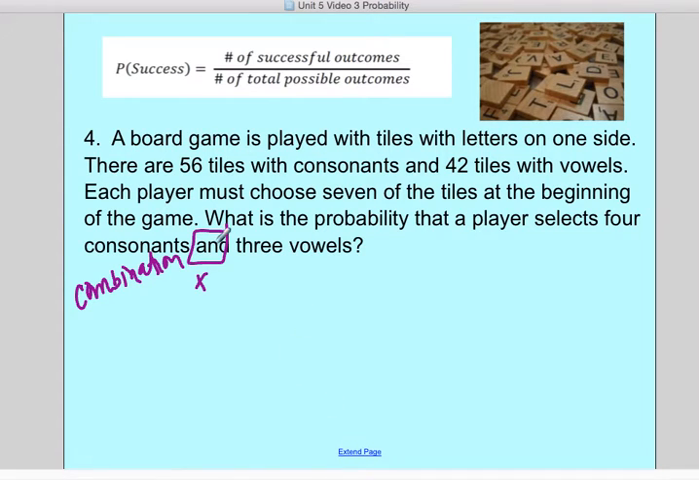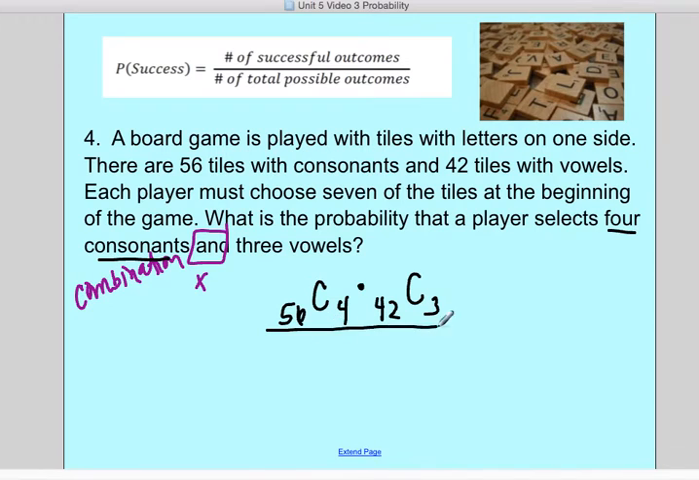And let's go ahead and we're going to pick 4 consonants. Well, how many consonants total do I have to choose from? There are 56. I'm selecting a group of 4. And, so times 3 vowels. So how many vowels? There's 42 vowels. And I am selecting 3 of them.